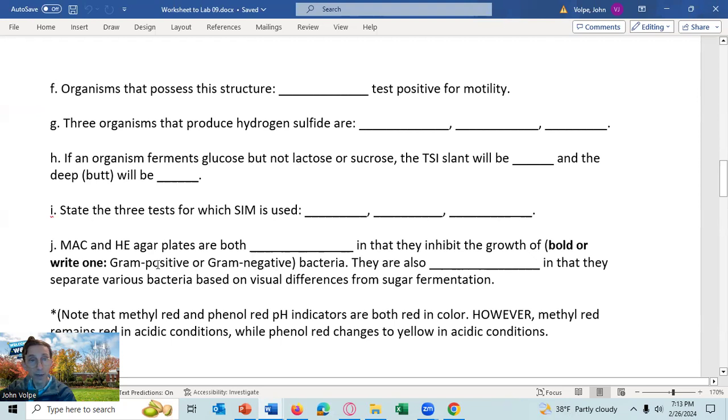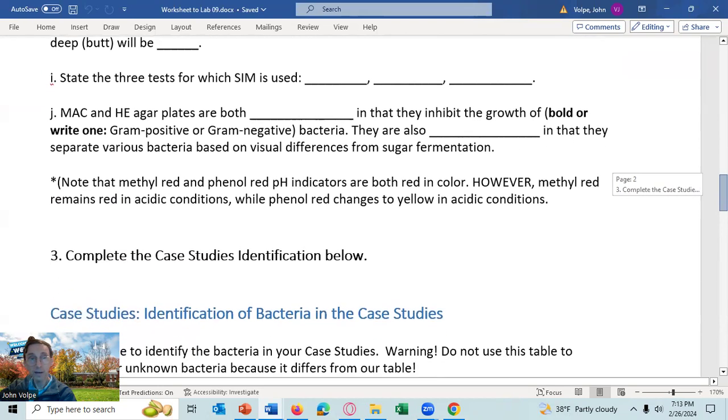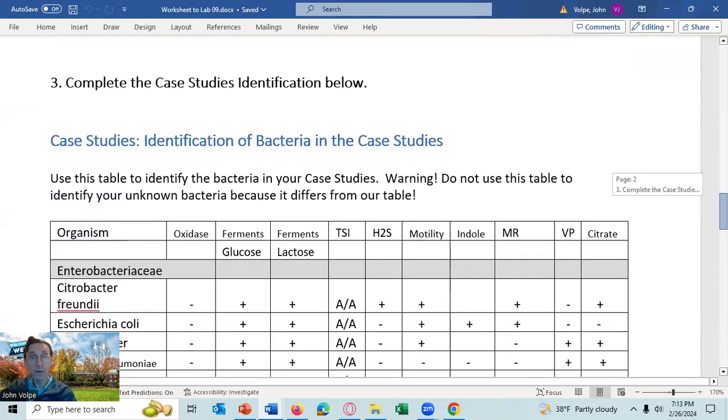And so you need to write or bold or underline one of these. And that's 2J1, 2J2, and then 2J3. They're also what, in that they separate various bacteria based on visual differences from sugar fermentation. Any question about any of that? All right, and then 3, complete the case studies.